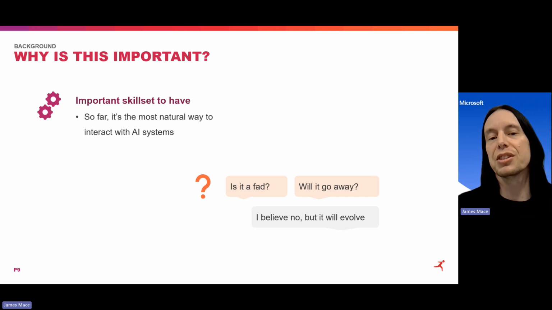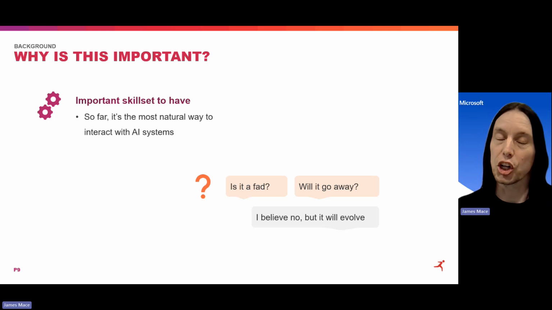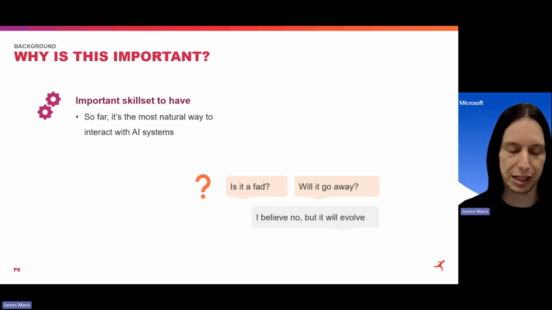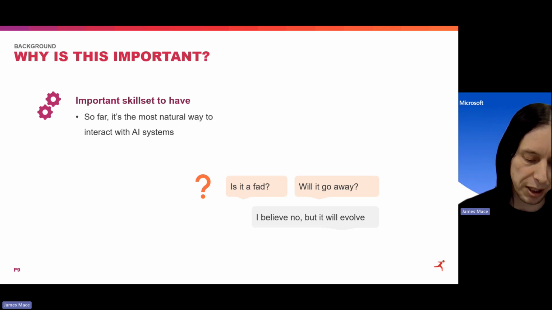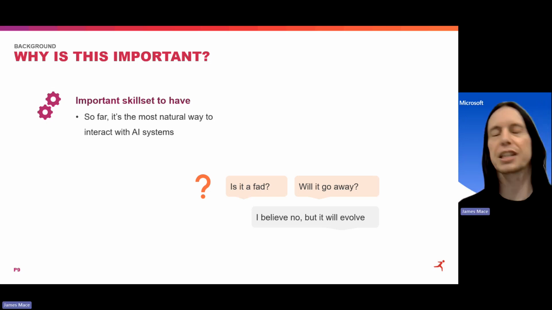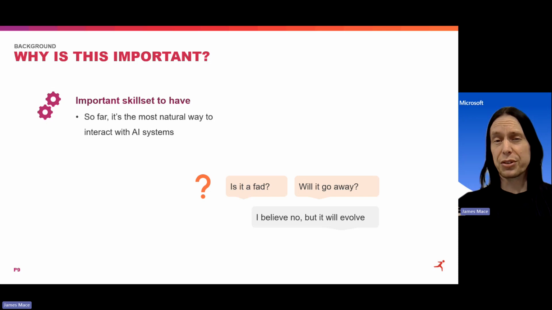So why is this important? I mentioned this already. It's basically the most natural way to interact with an AI system. It's not quite fully speaking to another person and having body language and all that kind of stuff. And that's an important thing to keep in mind. We'll come back to that. But there are some people out there that think it's a fad, or that it will go away, or that prompting is not much different from putting something into a search engine and getting some results back. Personally, I don't think it's going to go away.